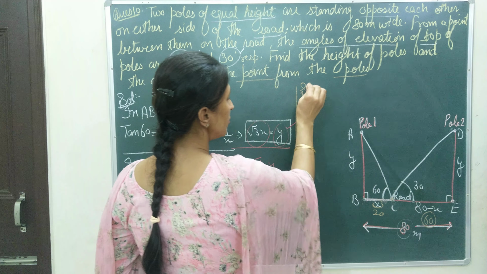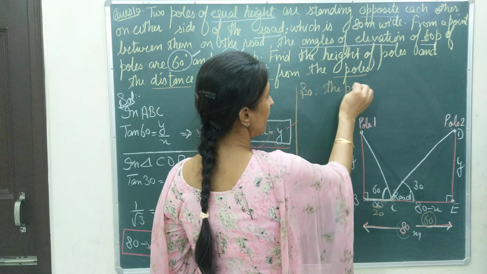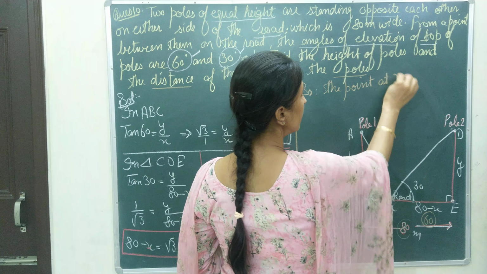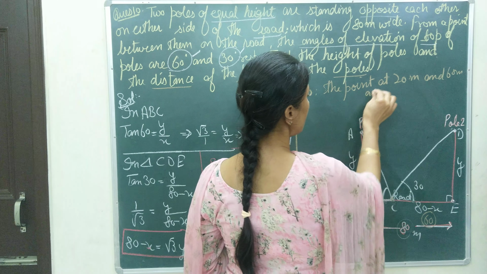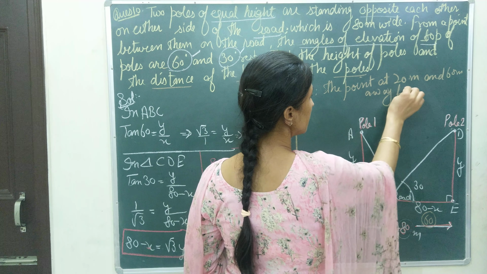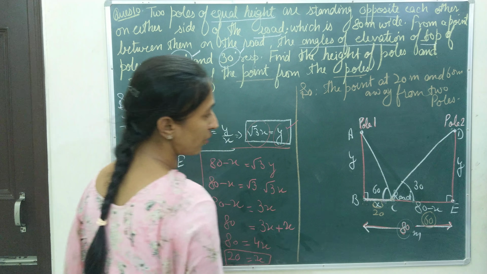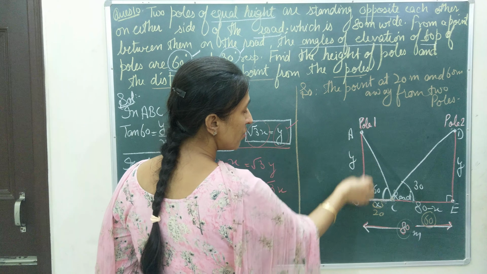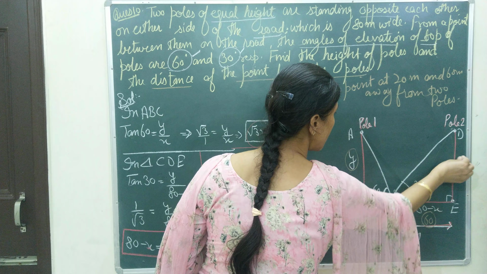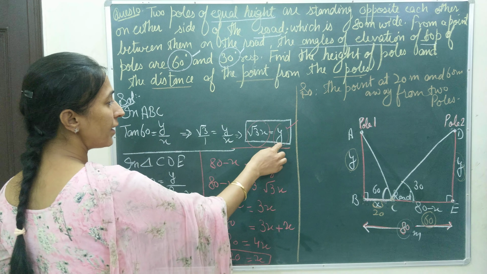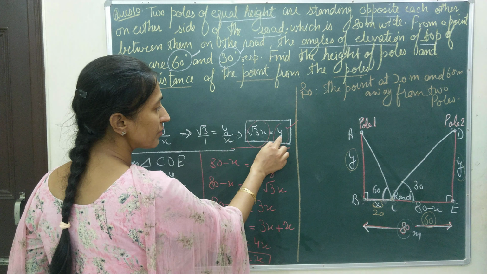Let us write down. So the point is at 20 meters and 60 meters away from the two poles. This you have got. Now what is remaining? You need to know what is the height of both poles. As you know that both heights are the same, both poles are of y length. So I have one equation in y. If I replace the value of x here, I will come to know what is the value of y.